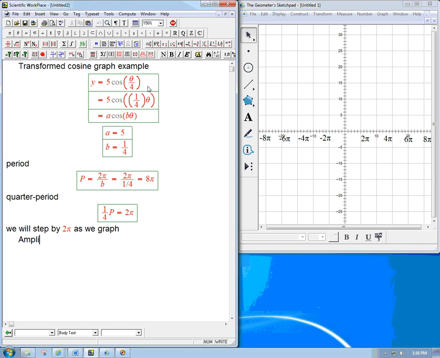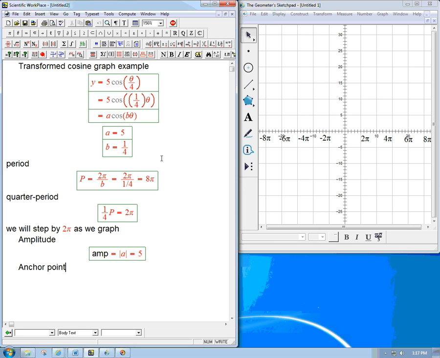The amplitude is equal to just the absolute value of a. Well, a isn't negative. Maybe we'll switch a to negative at the end and see what happens. And that's just 5. Now we're ready to go. Well, actually, one more thing.